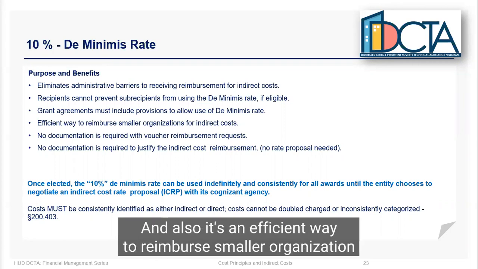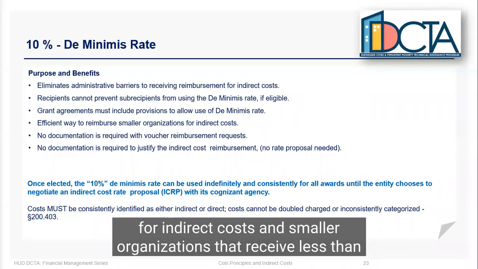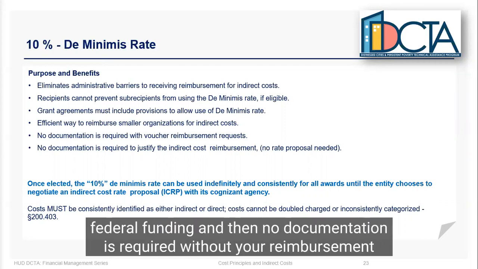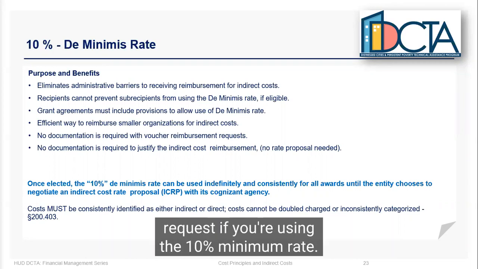And also, it's an efficient way to reimburse smaller organizations for indirect costs, the smaller organizations that receive less than $35 million of direct federal funding. Again, $35 million of direct federal funding. And then no documentation is required with the voucher reimbursement request if you're using the 10% de minimis rate.